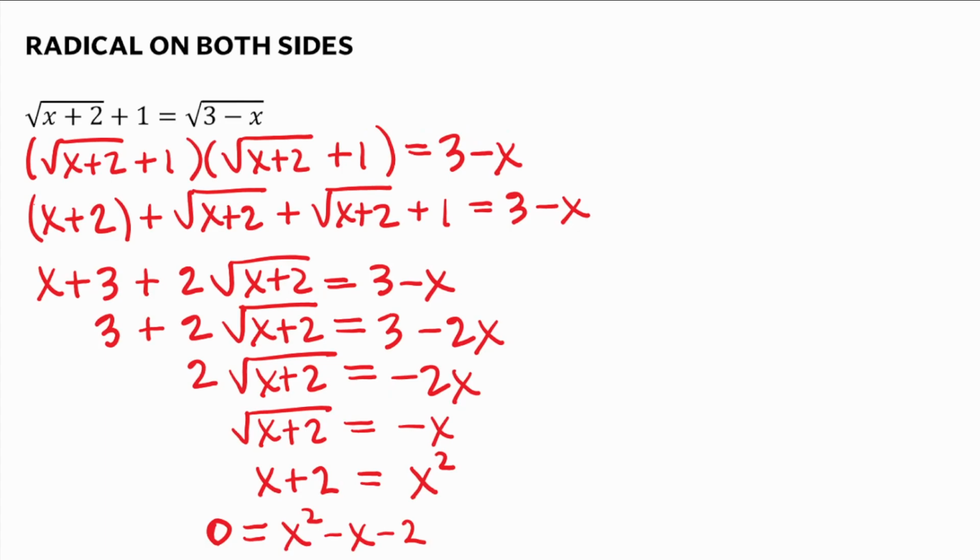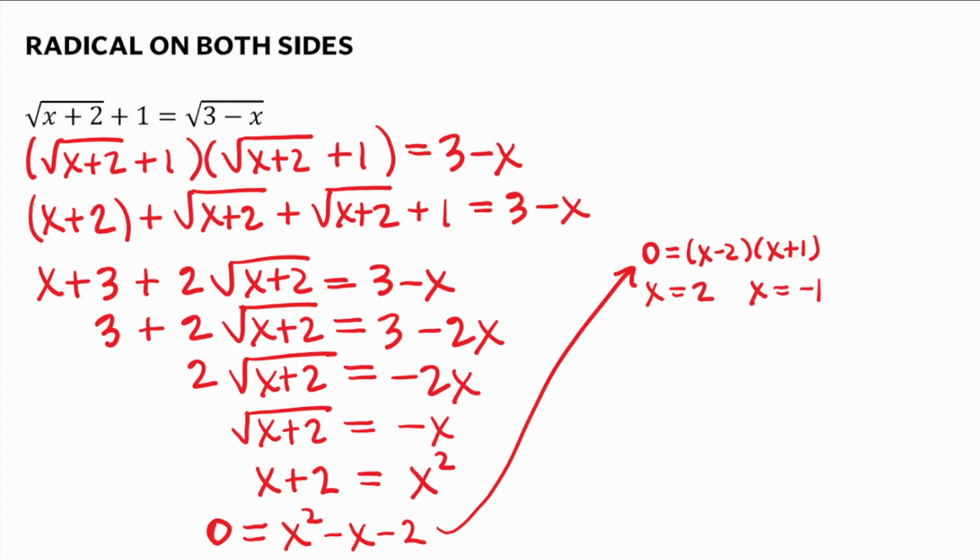Alright, so I've set it equal to 0, but I've run out of room, so I'm going to go back over here and start to factor. So what are two numbers that multiply to negative 2, add to negative 1? That would be negative 2 and positive 1. Okay, so 0 will equal x minus 2 multiplied by x plus 1. I know when this would equal 0. This would equal 0 when x was 2, or when x was equal to negative 1.